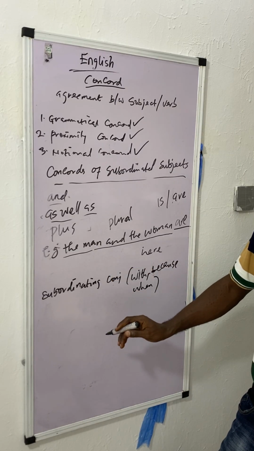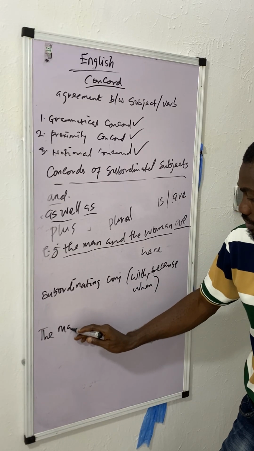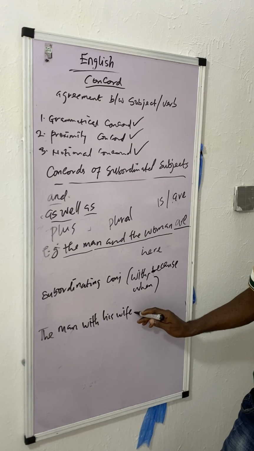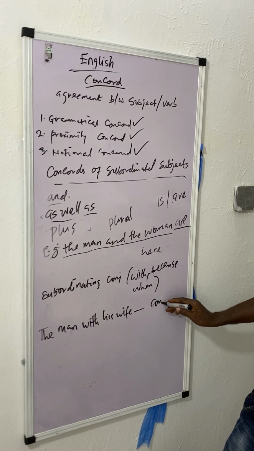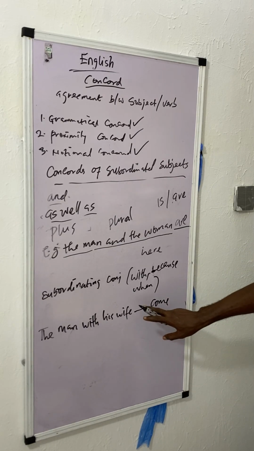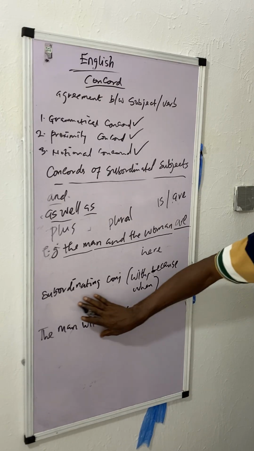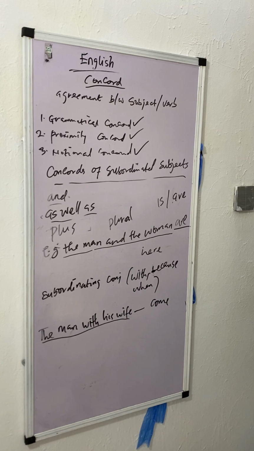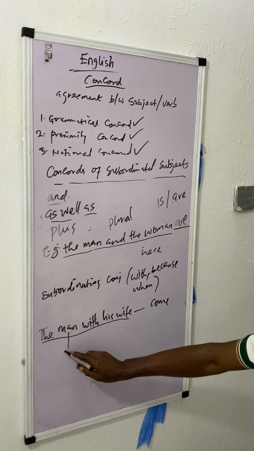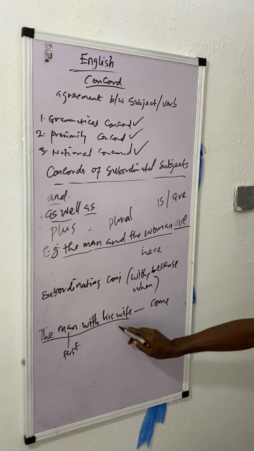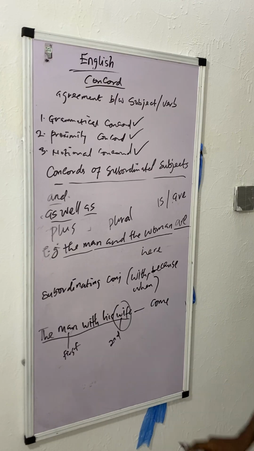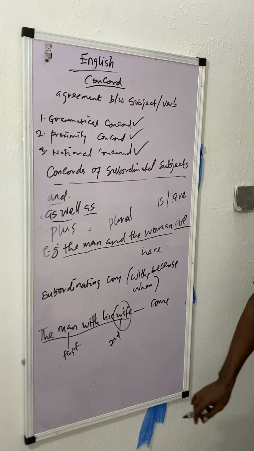For example, we have an example here. The man with his wife dash come. What is the verb that is supposed to be here? Because here is the verb, here will be the subject, right? So this is the subject. It's a compound subject. So what do we do now? We are going to look for the first and the second noun in the subject. The first noun here is "man", first. The second is "wife", second. The second becomes irrelevant. So we are going with "man".